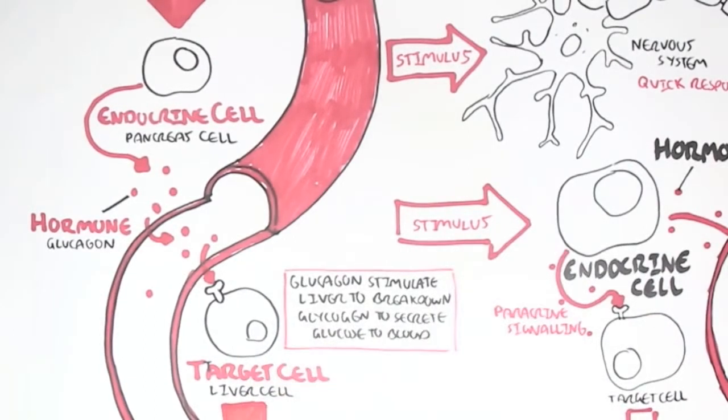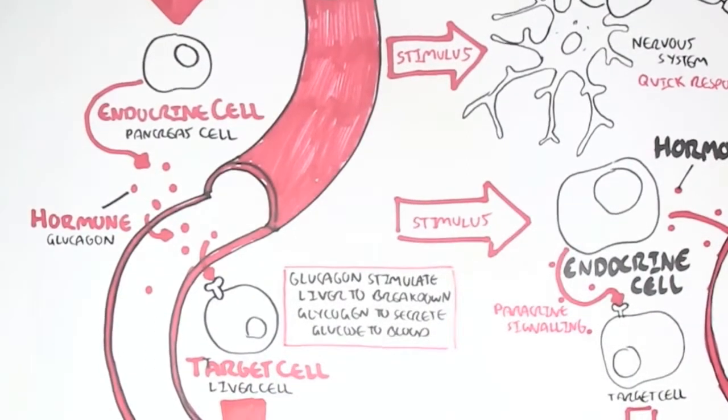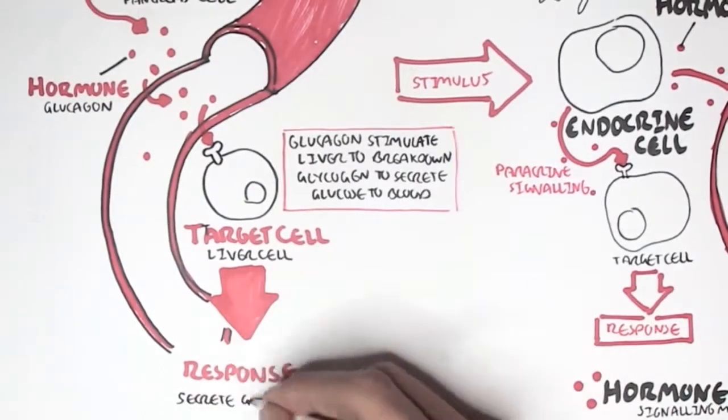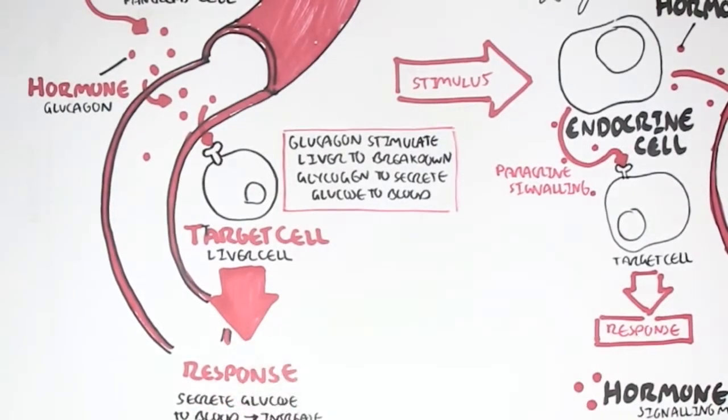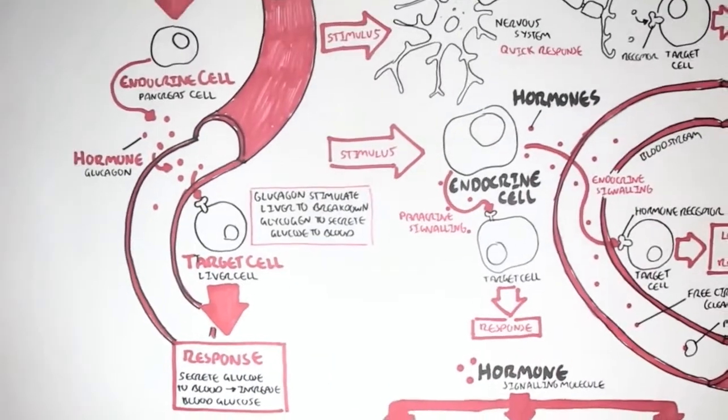And so the response by this liver cell is that it will secrete more glucose in the blood, which will increase blood glucose levels, like so. All this glucose is being secreted out.